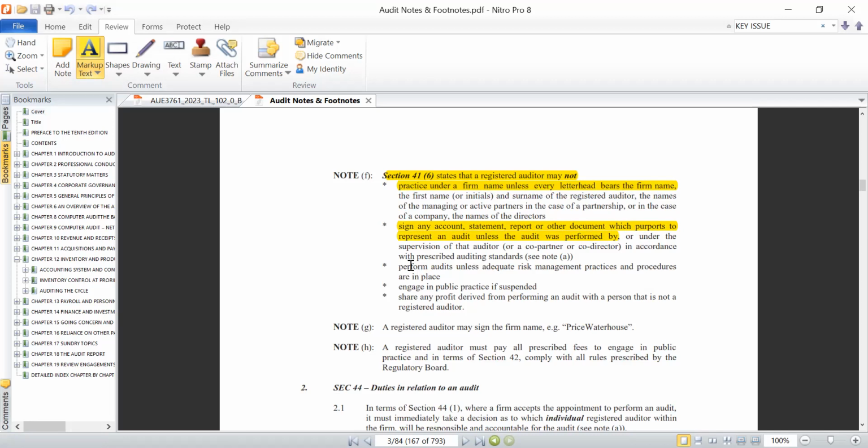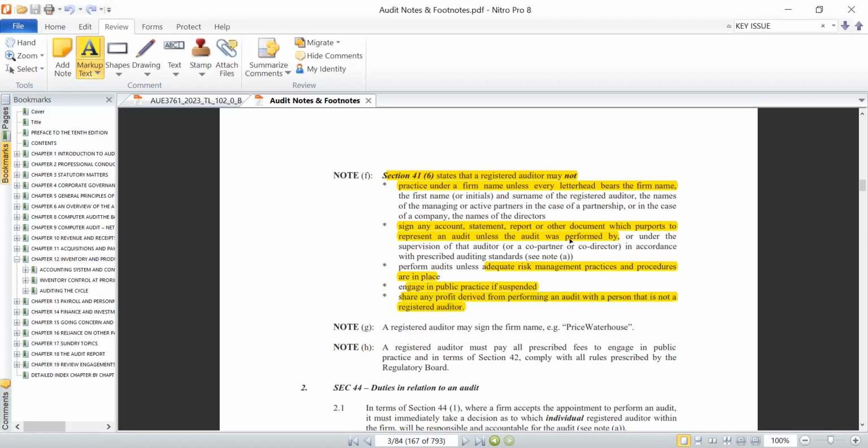We are not allowed as registered auditors to perform audits unless adequate risk management practices and procedures are in place. We are not allowed to engage in public practice if we have been suspended from performing certain responsibilities. As auditors, we are not allowed to share any profit derived from performing an audit with a person that is not a registered auditor. Very important.